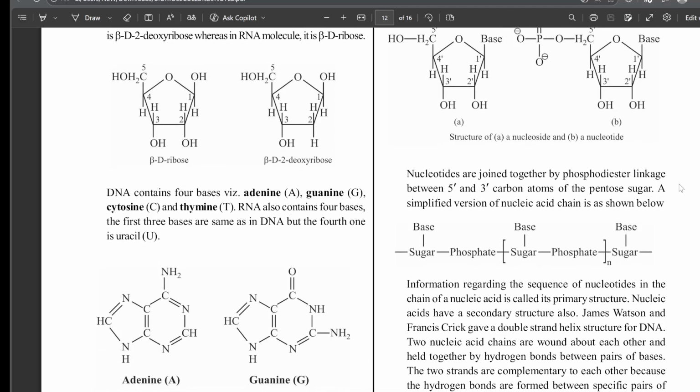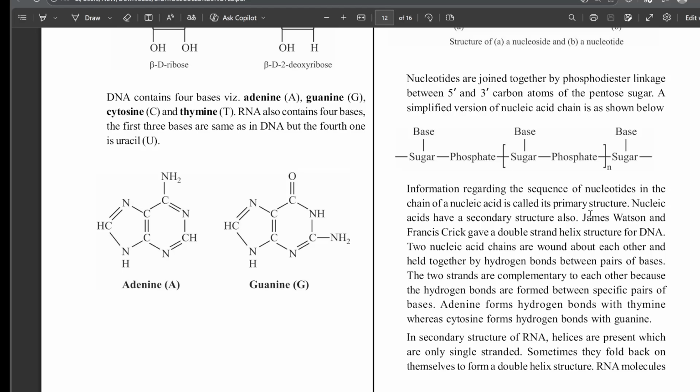Nucleotides are joined together by a phosphodiester linkage between the 5' and 3' carbon atoms of the pentose sugar. You can see a simplified version of the linkage given here. The information regarding the sequence of nucleotides in the chain is known as the primary structure.